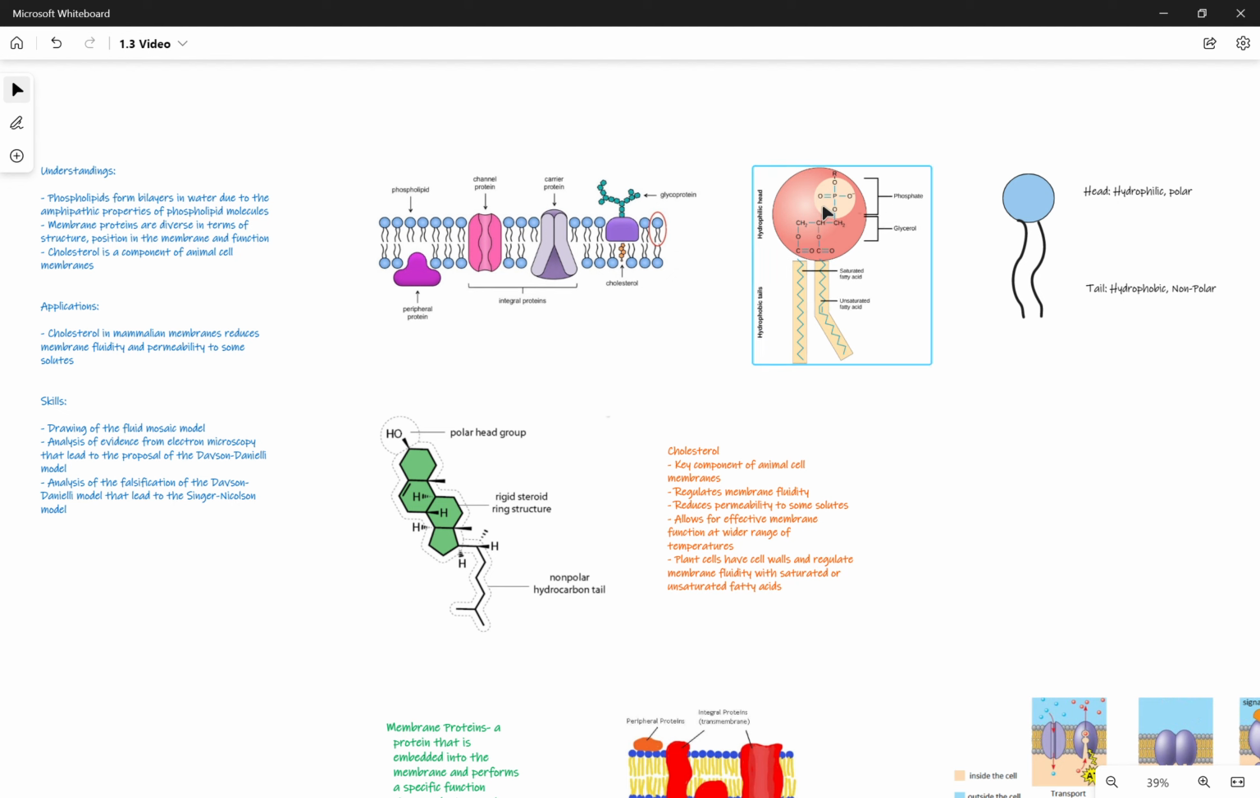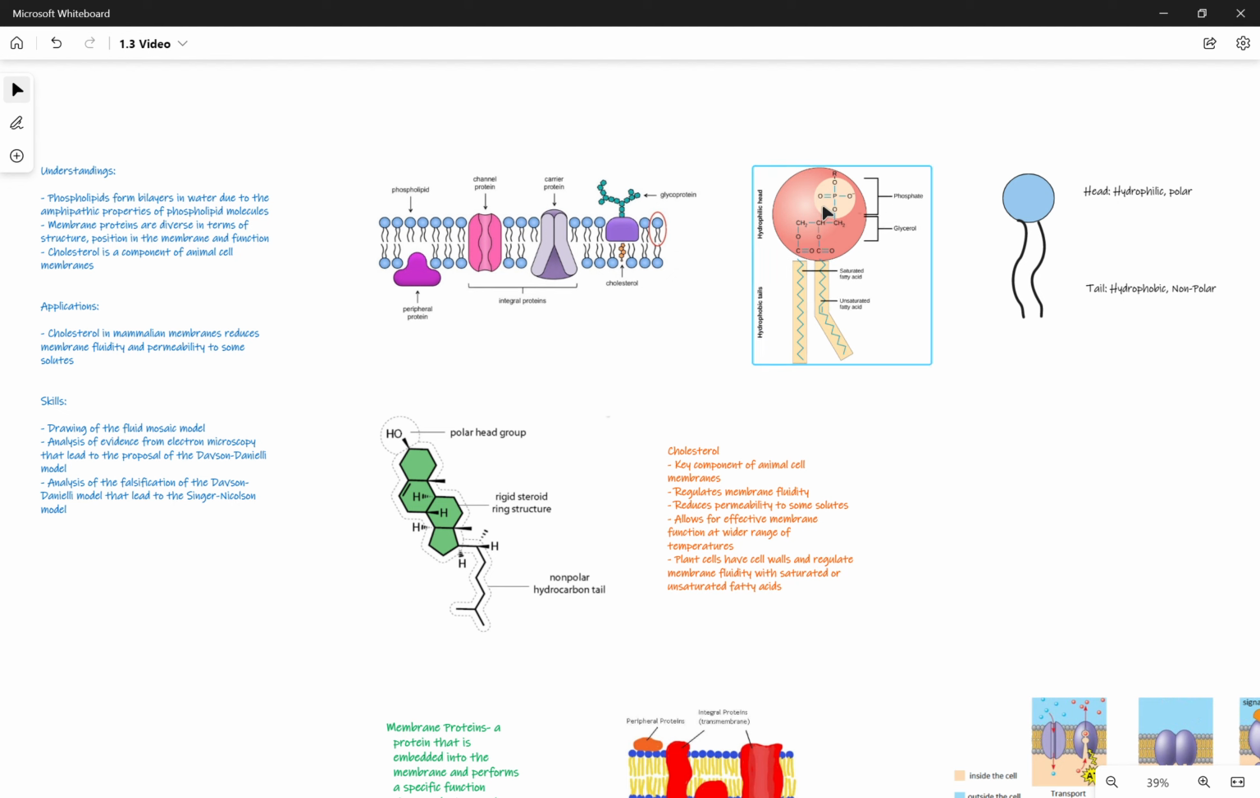So cholesterol is a key component of animal cell membranes. It's used to regulate membrane fluidity. It reduces permeability to some solutes, and allows for membrane function at a much wider range of temperatures, which is very beneficial to cells in an organism. Plant cells, on the other hand, have cell walls, and they regulate their membrane fluidity with saturated or unsaturated fatty acids.